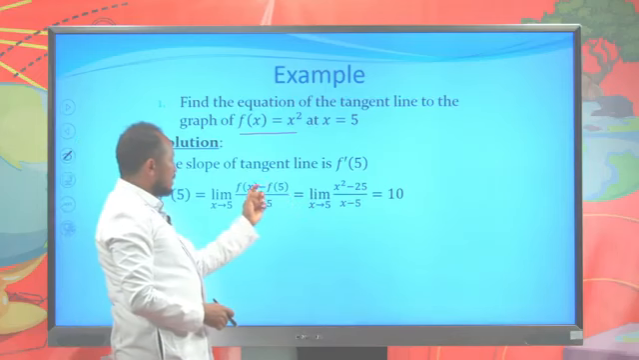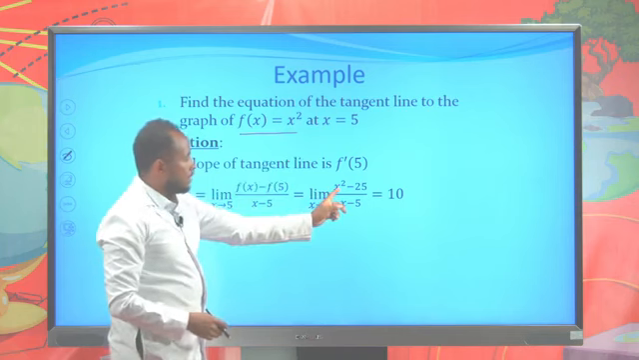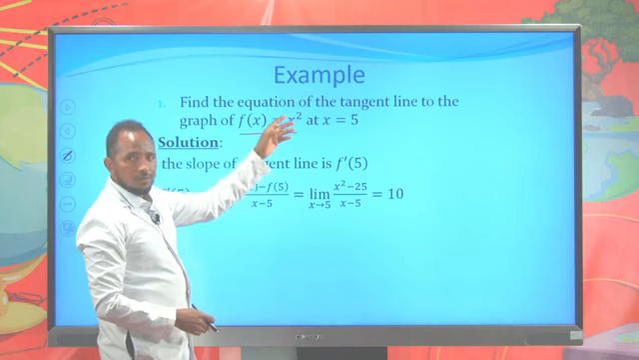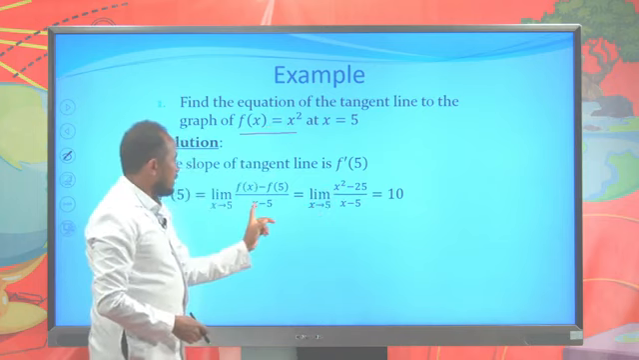So this is equal to, f of x is given, it is x squared, minus f of 5. When you put 5 here, f of 5 is 5 squared, 25, over x minus 5.